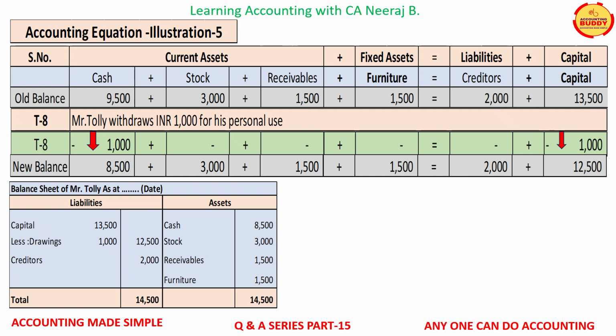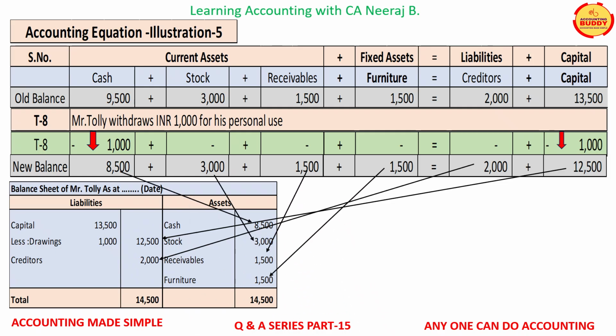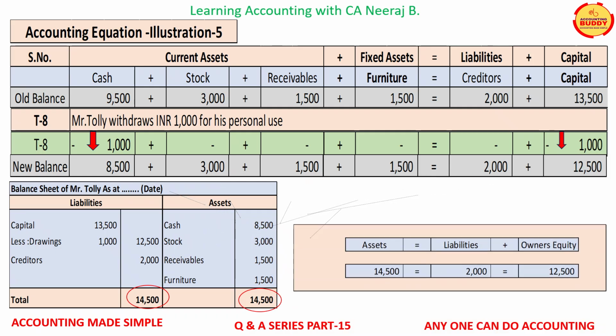Now, on the liability side, we have liabilities of 2000 and the capital of 12,500, which is net of drawings of 1000. On the asset side, we have cash 8500, stock 3000, receivables 1500 and the furniture also 1500. The total of both sides of the balance sheet is 14,500.